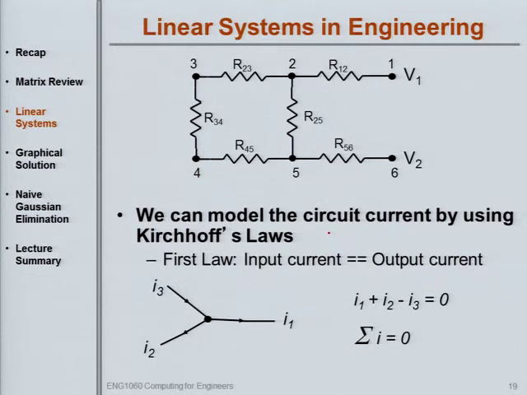So we can model the circuit currents by using what's known as Kirchhoff's laws, and there's a couple of laws. The first law is, if we consider one of these node points here where the resistors join up, that the current flowing into this node has got to be equal to the current flowing out of it. In other words, you can't build up current there, well, unless that's a capacitor or something like that. But for just a normal junction, what flows in has got to flow out.